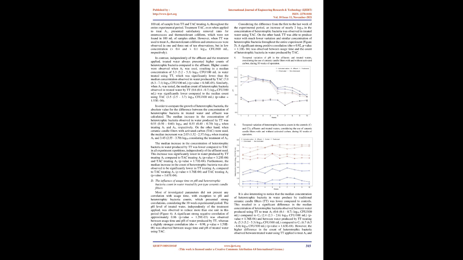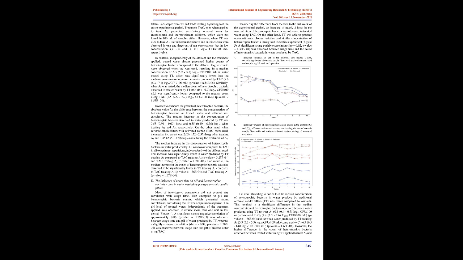On the other hand, when ceramic candle filters with activated carbon, TAC, were used, the median increment was 2.03, 1.52 to 2.37 log10 when treating A1 and 3.45, 2.55 to 3.70 log10 considering the treatment of A2. The median increase in the concentration of heterotrophic bacteria in water produced by TT was lower compared to TAC in all experiment repetitions, independently of the affluent used.